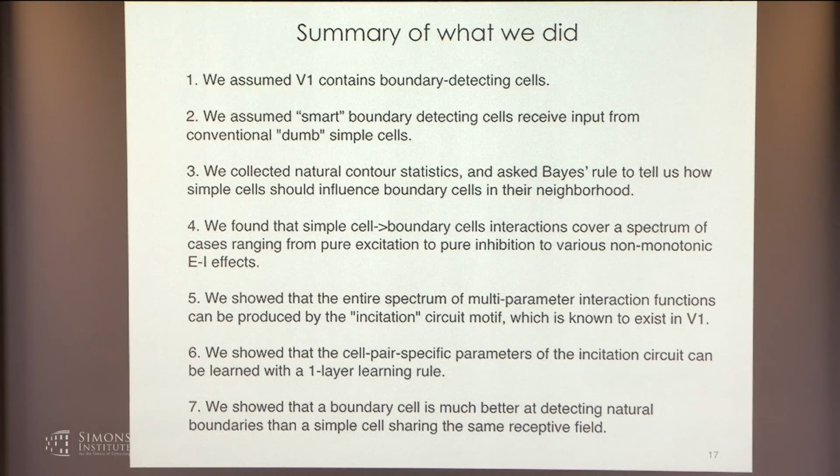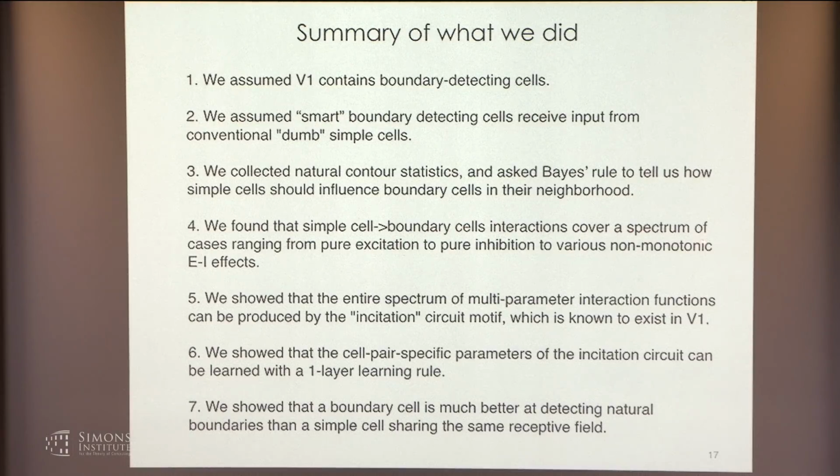So here's what we did, just to remind you. We assumed, and we kind of go out on a limb here, that there are boundary detecting cells in V1. We assumed that they receive input from conventional simple cells. That's also an assumption. Then we collected contour statistics and asked Bayes' rule to tell us how these dumb cells should influence the smart cells, what the interaction function should be.